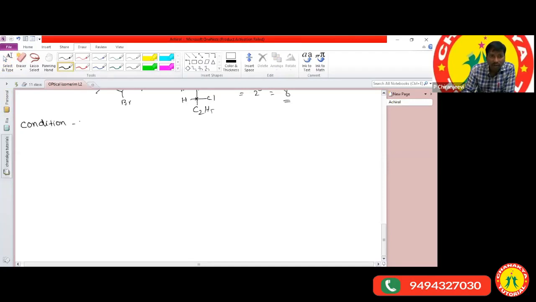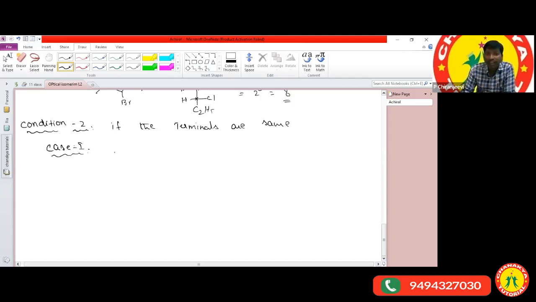Condition 2. So what does condition 2 mean here? If the terminals are same, in this one also case 1 is there. So what does case 1 mean here?